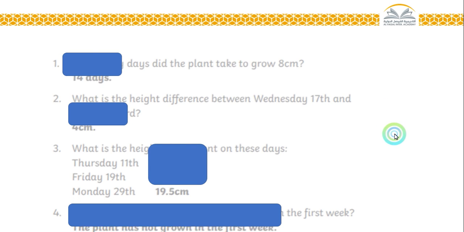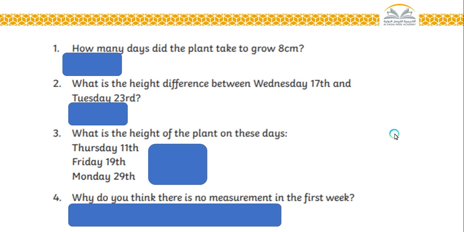Now, let's see some questions. How many days did the plant take to grow 8 centimeters? If you go back to the graph, it took 14 days. If you check the graph from 8 centimeters, it is 14 days.